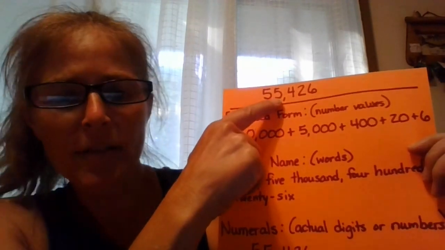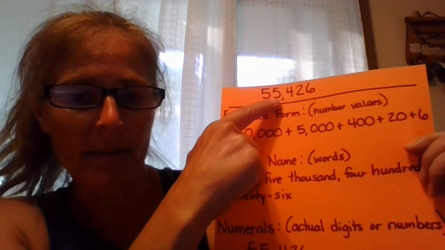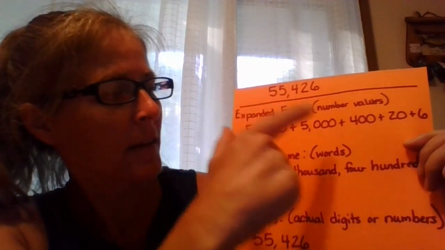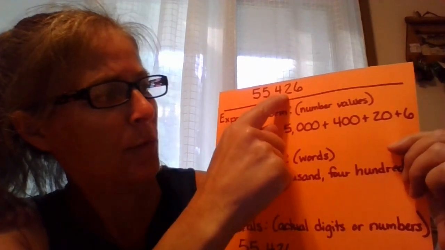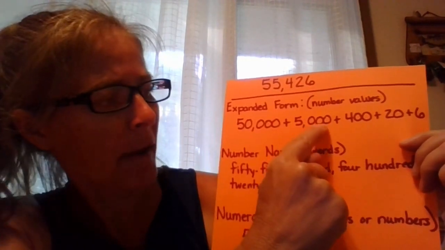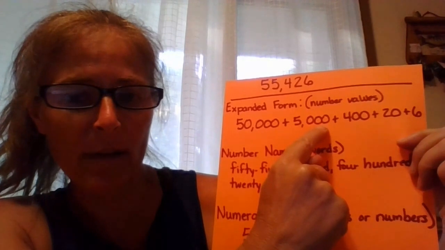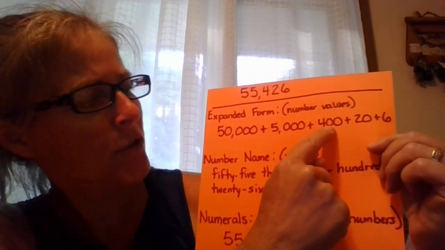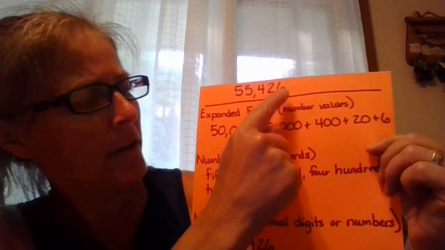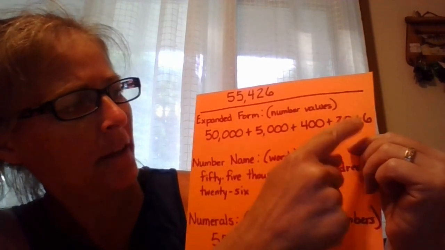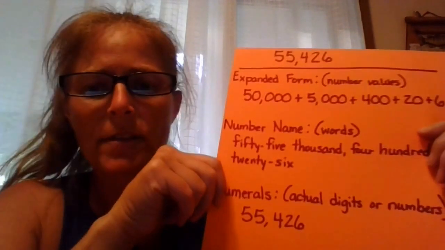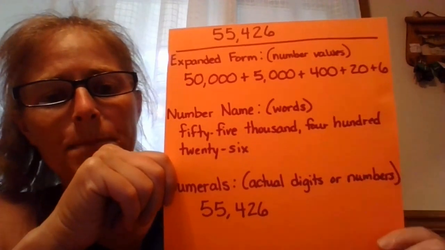Plus, this is 5 in the thousands place, so it's worth 5,000. There's 3 digits that follow. I change them into zeros to give me the value. Plus 400, plus 20, plus 6. So this is how I would write expanded form.